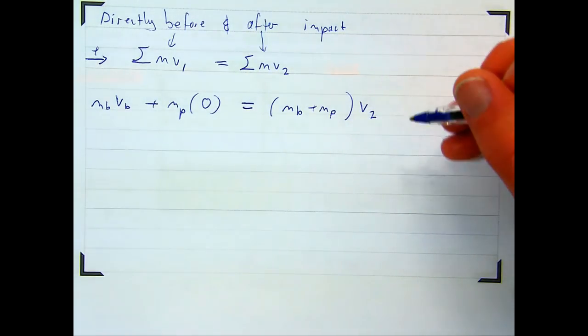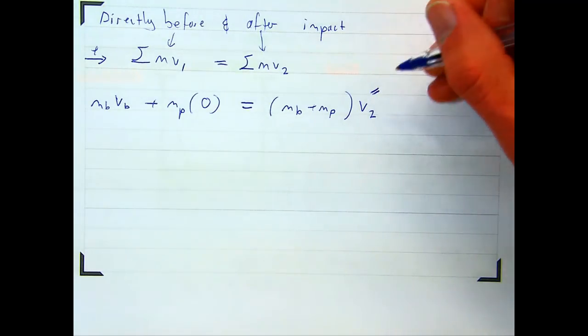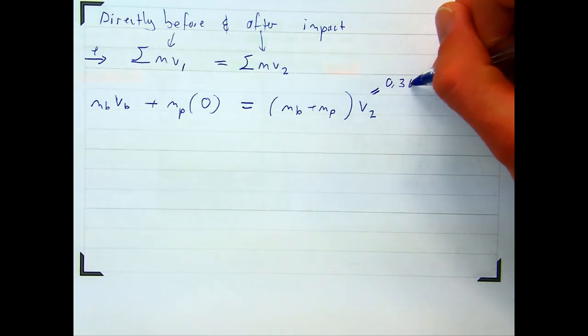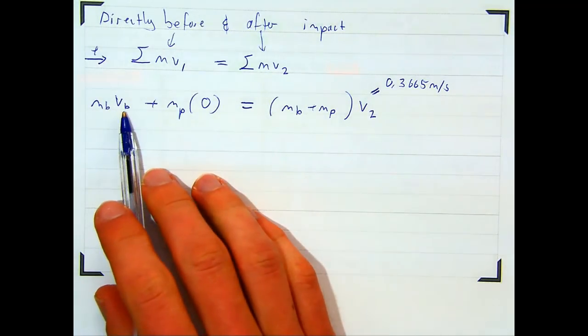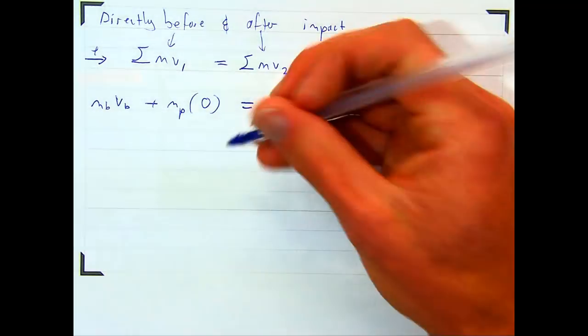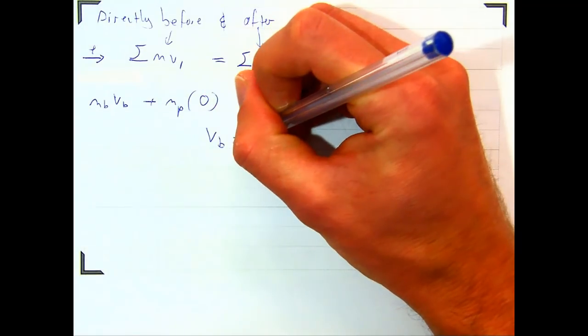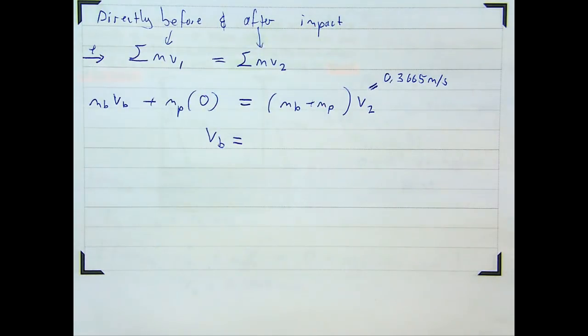And we found V2 to be 0.3665 meters per second, and that allows us then to find the velocity of the bullet to be 733 meters per second.